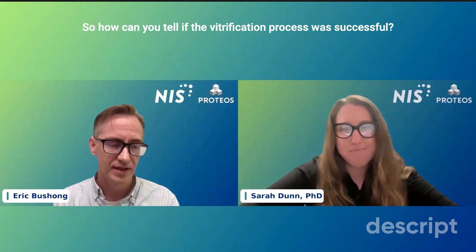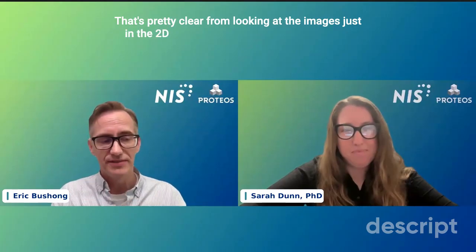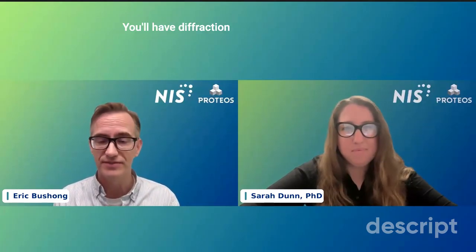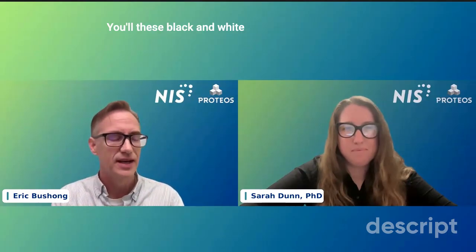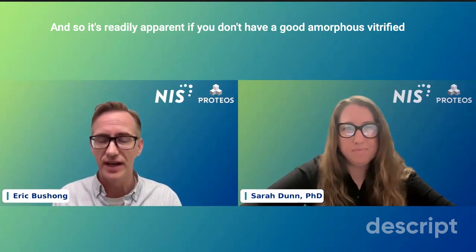Wonderful. So how can you tell if the vitrification process was successful? Well, that's pretty clear from looking at the images, just in the 2D images as you're screening the grid. With crystalline ice, you'll have diffraction patterns in your images. You'll see these black and white blotches in your images. And so it's readily apparent if you don't have a good amorphous vitrified ice.